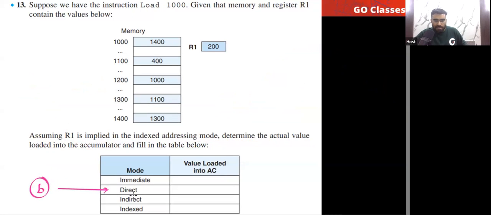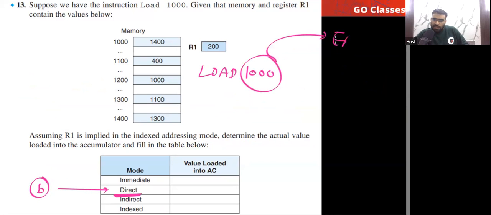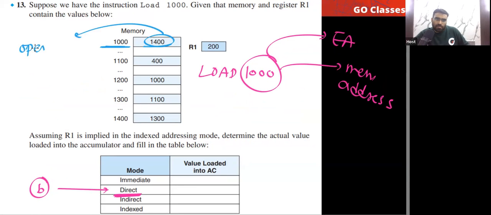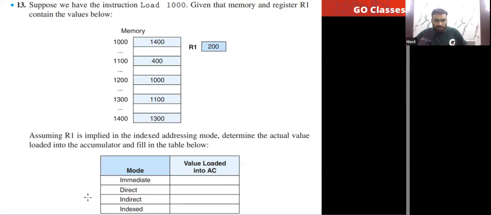This part B. In direct addressing, your instruction is load 1000. So now this is a memory address, this is your effective address. So go to the main memory. This is the operand. So your operand is going to be 1400. Correct. What is the answer for the next one?